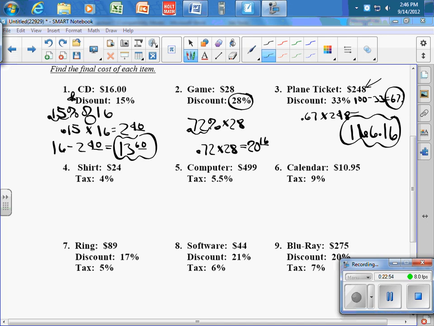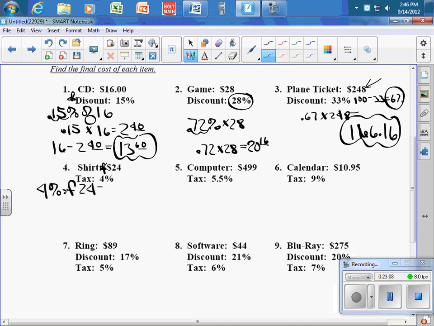Now, sales tax is added back on to the final price. So our sales tax of 4% will be added on to the 24. How do we compute that? Well, we're going to take 4% of $24. Move the decimal point twice to the left, and we get 0.04 times 24 is 96 cents. That's the amount of our sales tax. We add that on to the 24, and we get $24.96 being the final cost.